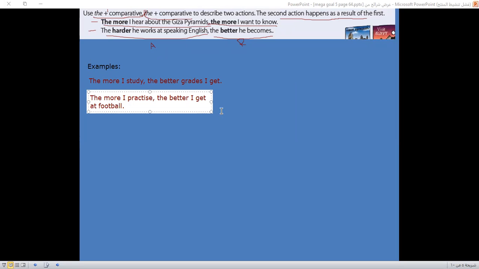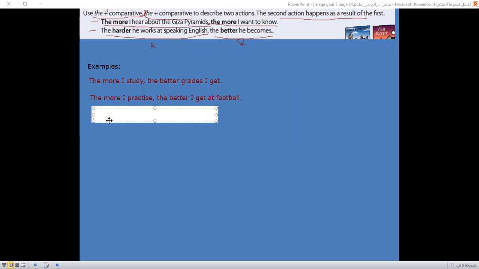You can use, ya Thalith, the more and the more, or you can use what? A short adjective and then you add er. For example, the cleaner my house gets, the happier I become. See, both of them are what? Er. I need examples to make sure that you understand very well.